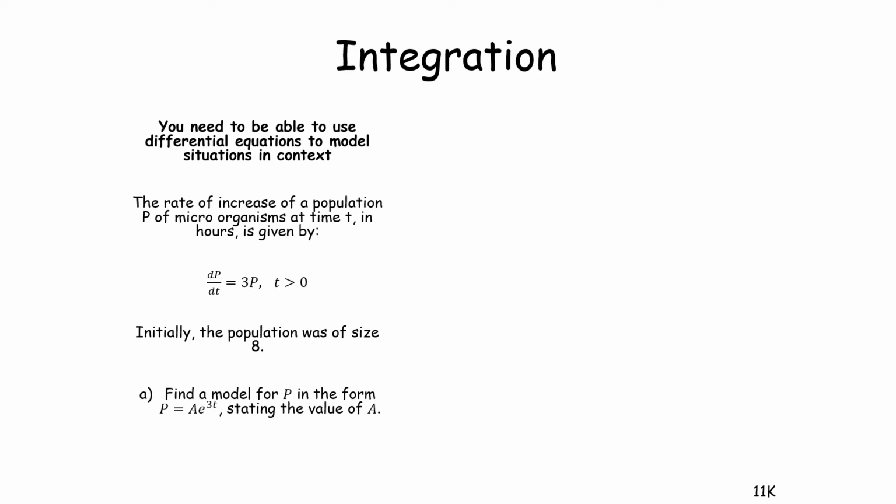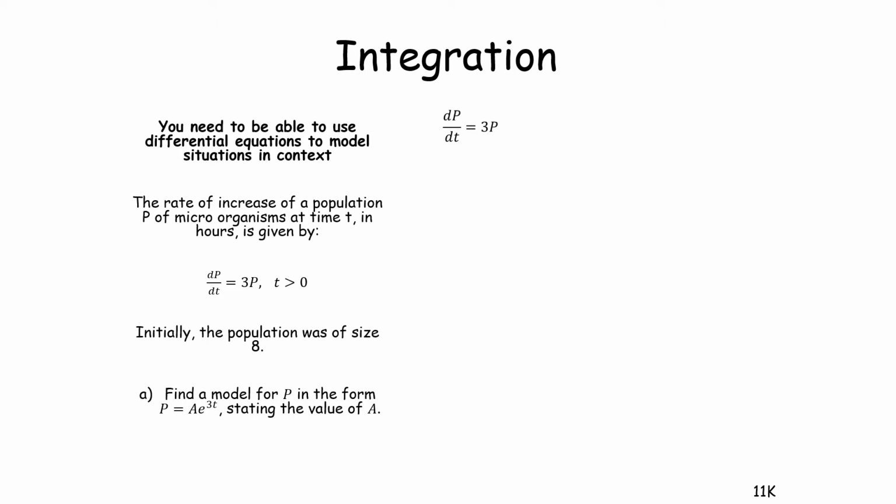So today we're going to look at differential equations, but this time in the context of a question. If we take this example, the rate of increase of population of a microorganism at time t is given by this formula, dp/dt equals 3p. Notice t has to be bigger than 0, and initially the population was of size 8. We want to find the model for p in the form p equals a e to the power of 3t, stating the value of a.